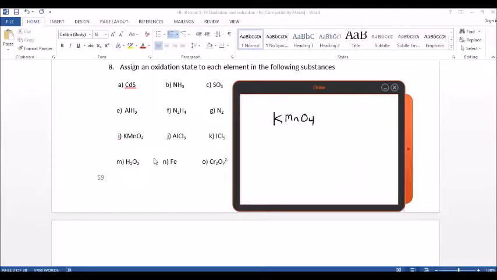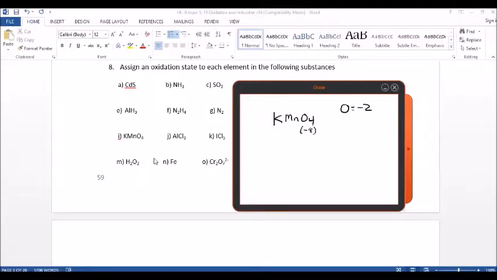Okay, so we got three different things here. What I would do is take care of the things that we know. Oxygen basically always has an oxidation state of -2, so we can get that taken care of. And since there's 4 oxygens here, just to keep track, I'm at -8 so far.